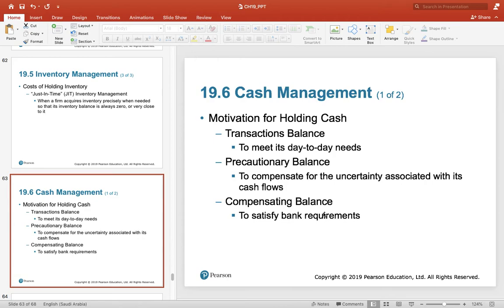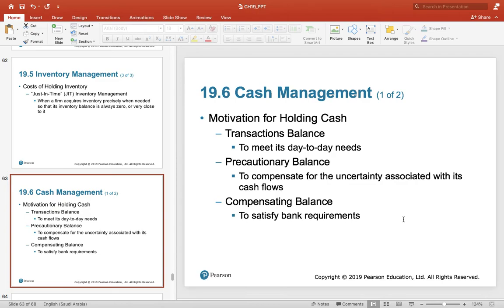Like, to meet the day-to-day requirement of cash, we have to have some cash in hand. That is called transaction balance of cash. Precautionary, to compensate for the uncertainty associated with the cash flow. Sometimes you predicted some cash flow to come, but it did not come. Then how will your day-to-day expenditure run? So keep some extra money as precautionary. Compensating, to satisfy the bank requirements. Every current account needs to have some minimum amount of money in the bank. That also you have to maintain.